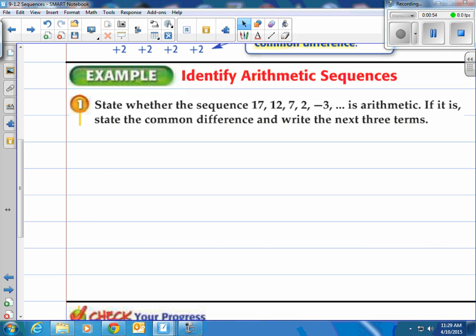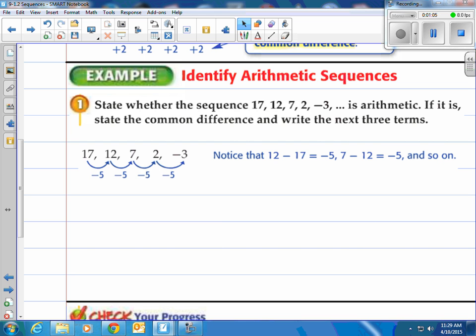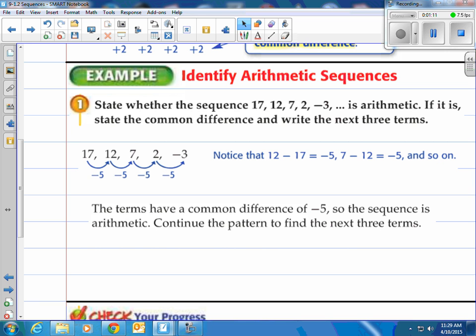Identify arithmetic sequences. State whether the sequence 17, 12, 7, 2, -3, and so on is arithmetic. If it is, state the common difference and write the next 3 terms. Well, let's take a look. Doesn't it go down by 5? It sure does. So, therefore, we would say what? The terms have a common difference of -5, so the sequence is arithmetic.